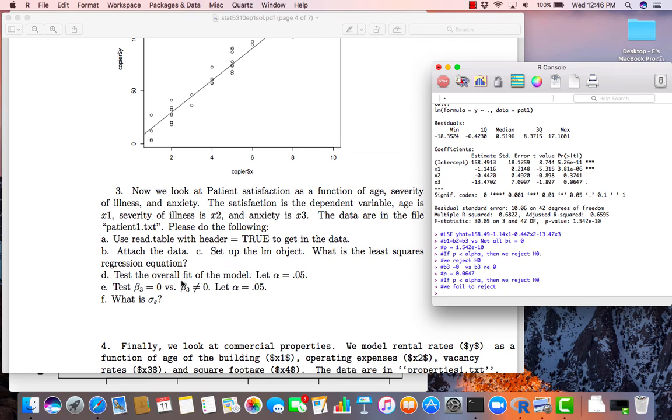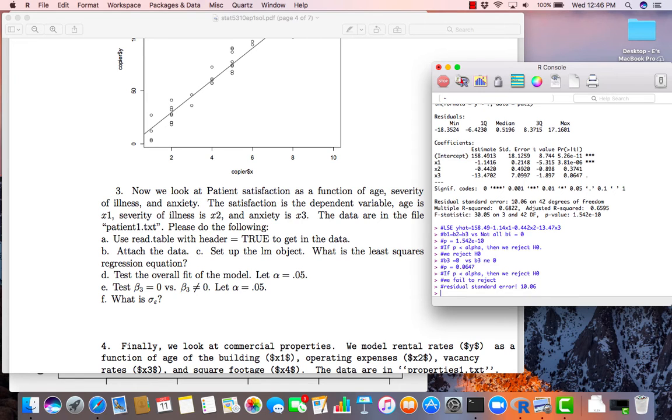Okay. Now, what is sigma epsilon? That sigma epsilon is really our residual standard error. Aha. We know what that is. It's 10.06. Okay. All right. Everybody okay with that? I hope so.